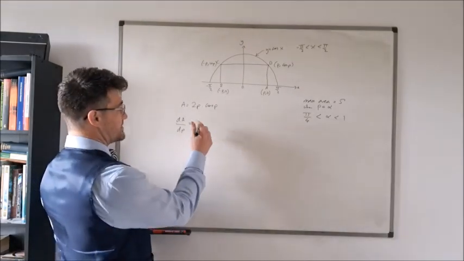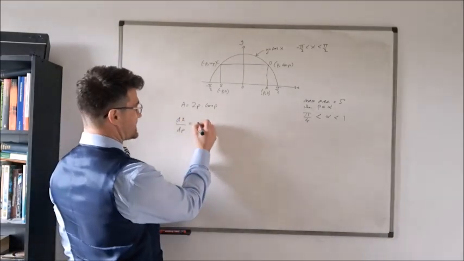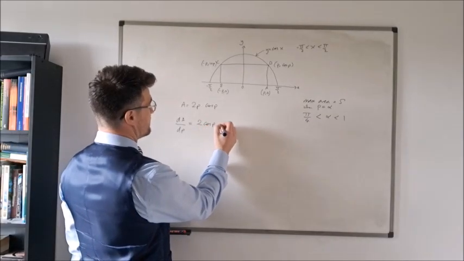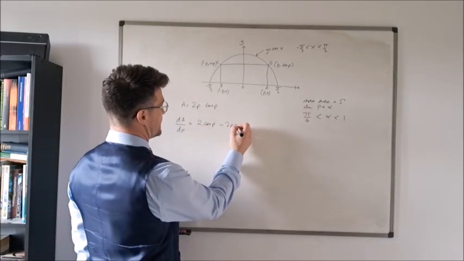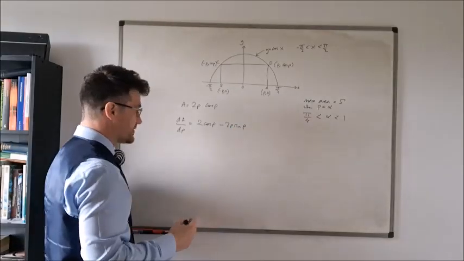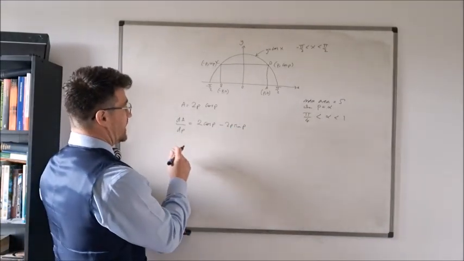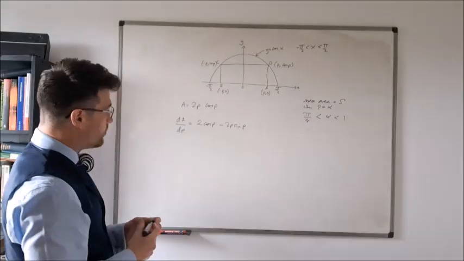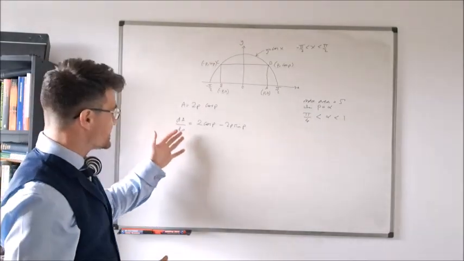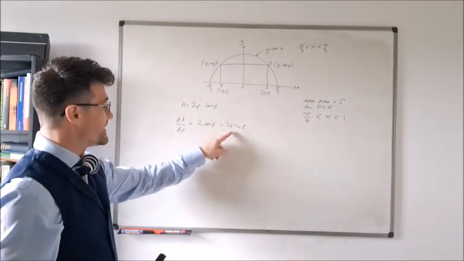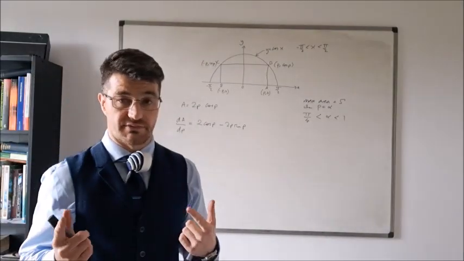So what do we get when we differentiate this? I'm not going to go through all of the details, but we get 2 cos p minus 2p sine p. Okay, 2 cos p minus 2p sine p. Okay, so what it might be worth noticing at this stage is that dA by dP is a function in its own right, but it's also a continuous function.